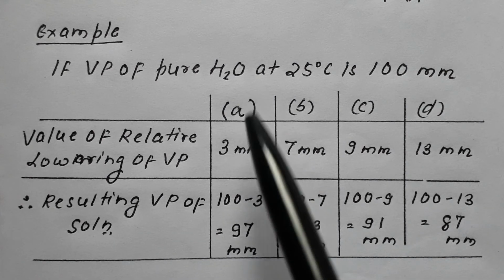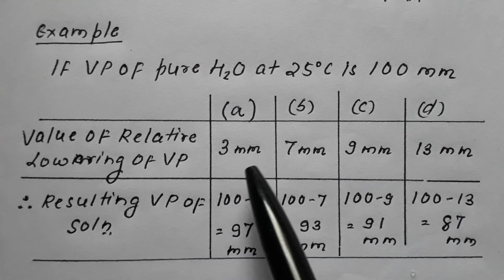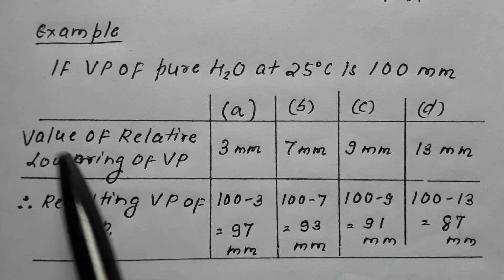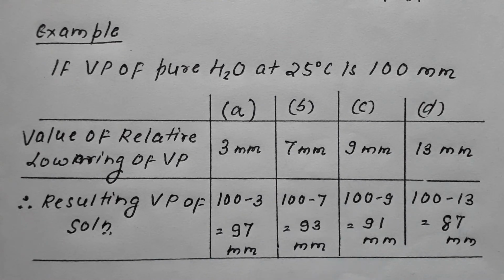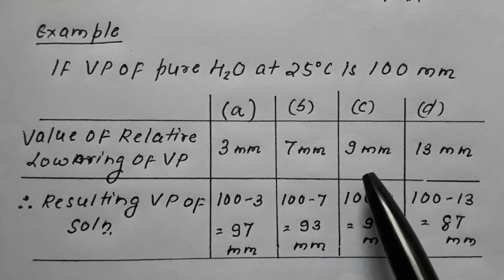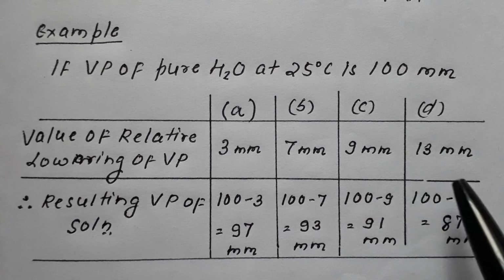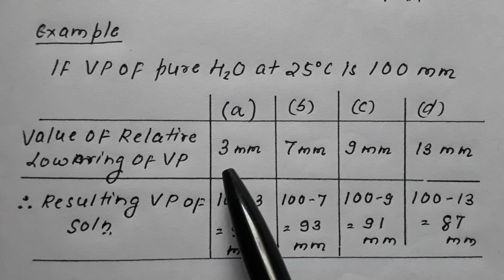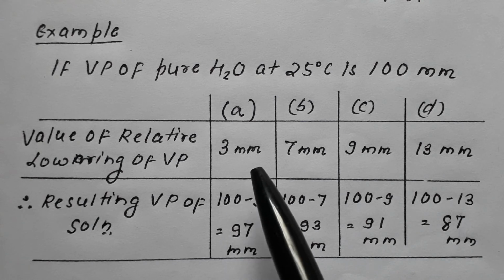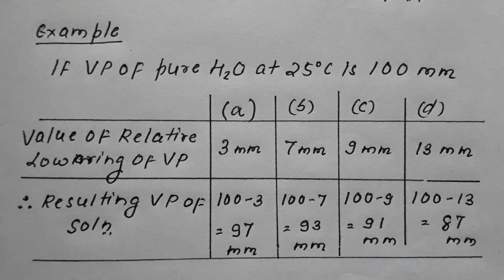Suppose the relative lowering of vapor pressure in case of A is 3 mm. I said it would be least in A. Suppose it is 7 mm in case of B, 9 mm in case of C, and 13 mm in case of D. It is least in case of A because it has the least number of particles, and highest in case of D because it has the highest number of particles.